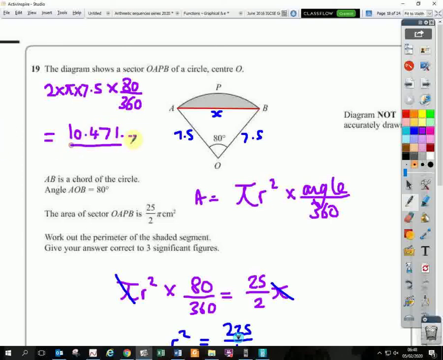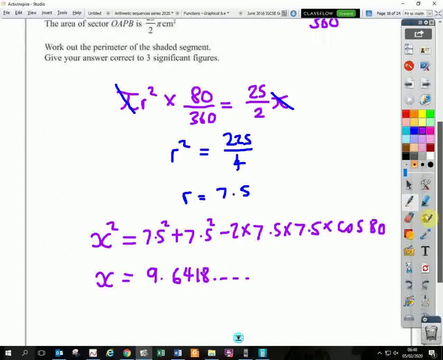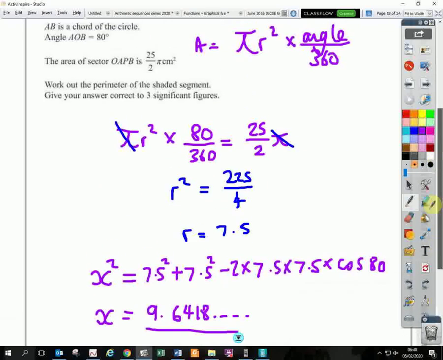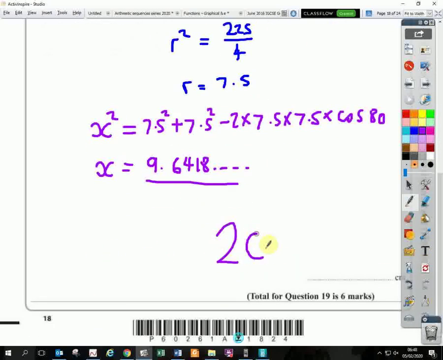So we've got this bit, which is the curved bit at the top, 10.471. We have the straight line, which is 9.6418. Add the two together, and round to three significant figures. Final answer, 20.1.